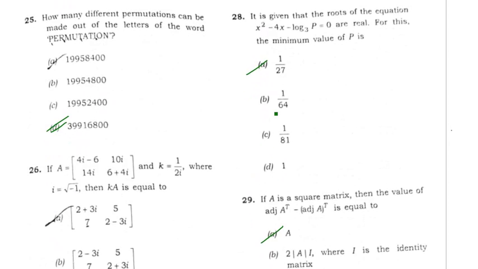Next question is how many different permutations can be made out of the letters of the word PERMUTATION. So look at the word and then apply your formula of permutation, you will get the answer 39916800.